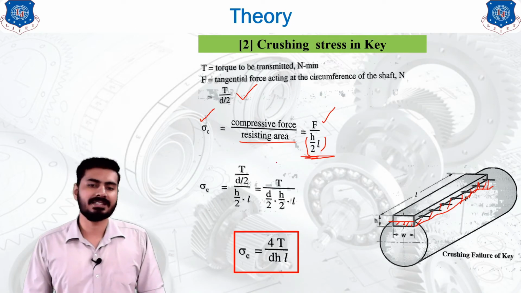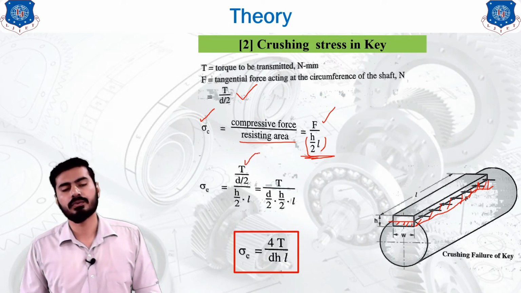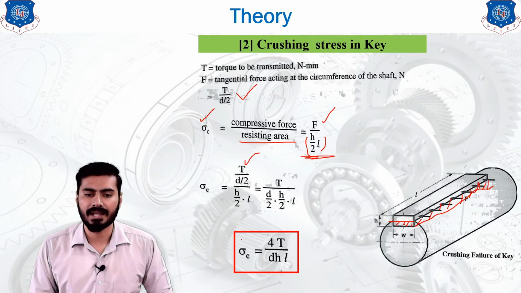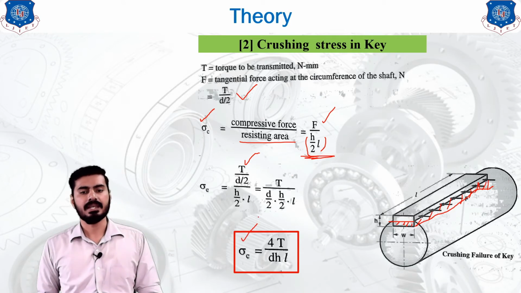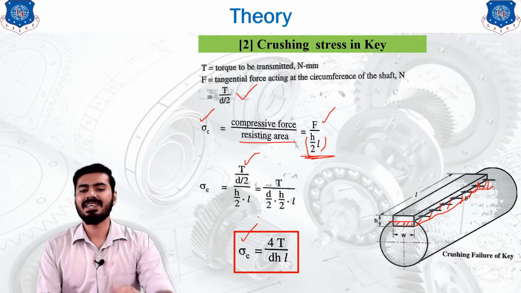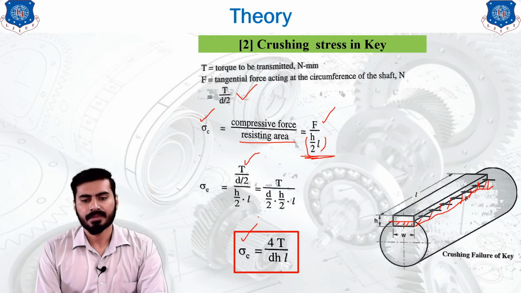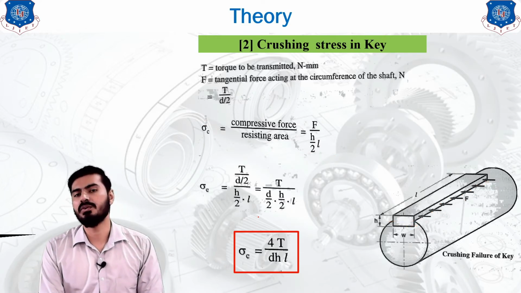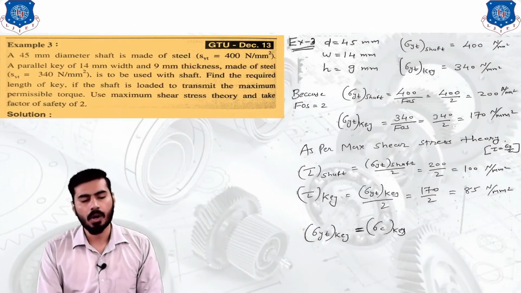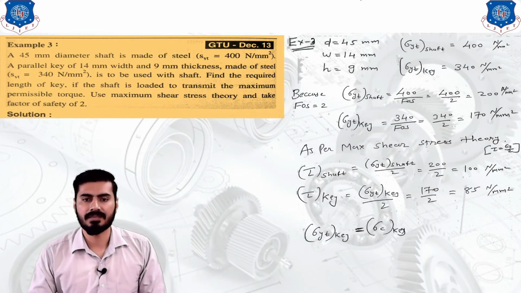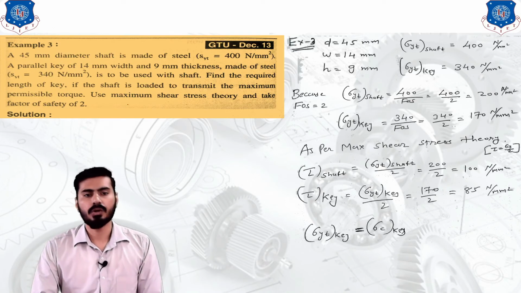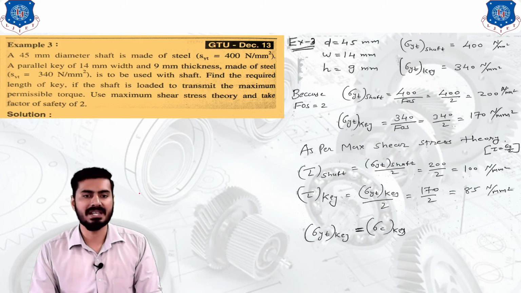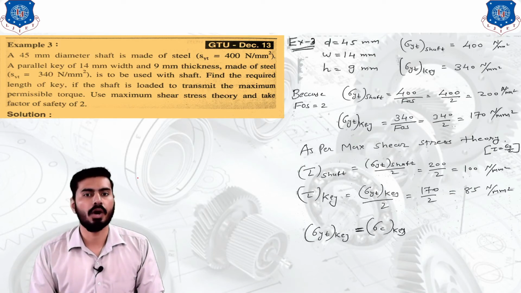If you simplify this equation by putting the value of the tangential force as T upon D by 2, you get the final equation: sigma C equals 4 T upon d H L. This is the basic equation using which you are going to find the length of the key or any dimension of the key which was not given in your data. We will see examples based on these equations, so that you can have a clear idea about the method that we have already seen.